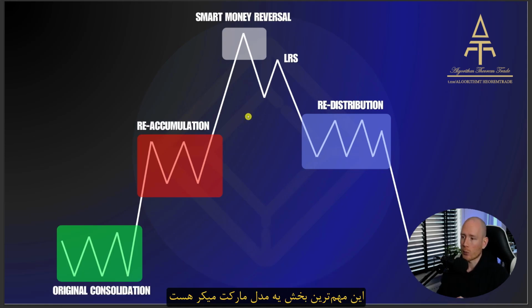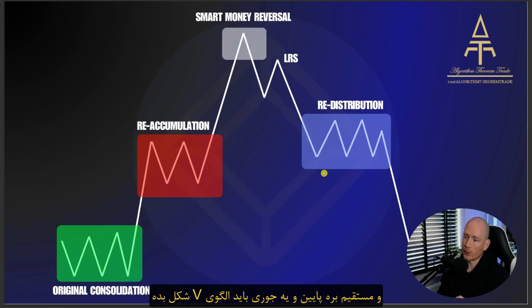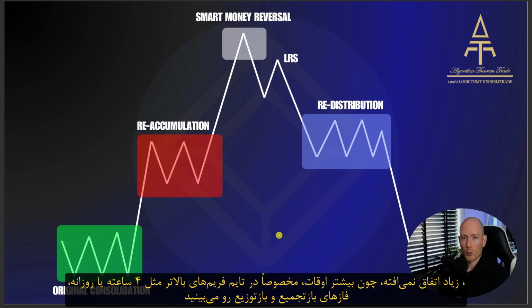That is the most important part of a market maker model because typically it reaccumulates or redistributes in between the market maker model, but it can also be original consolidation straight up into a smart money reversal and then straight down as well. That should be a V-shaped kind of pattern. Doesn't occur too much because most of the time, especially on a higher time frame like a 4-hour or daily, you will see reaccumulation and redistribution phases.